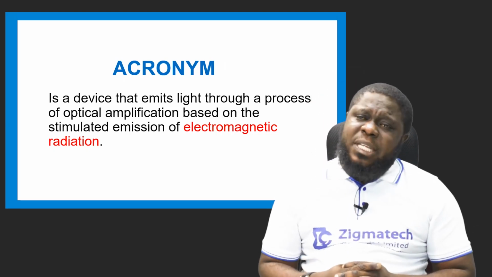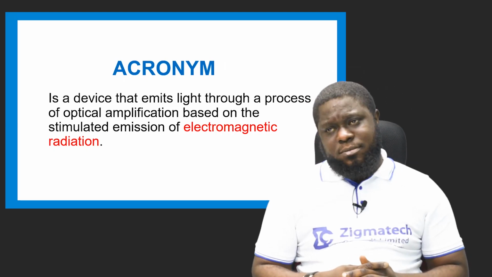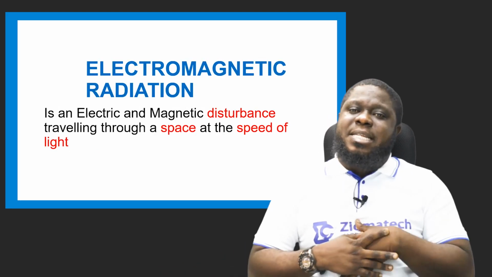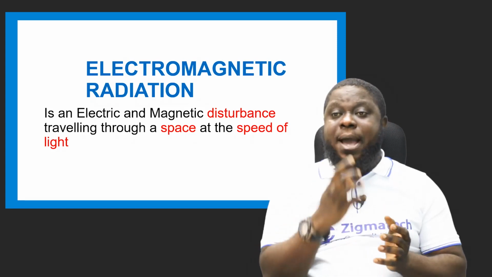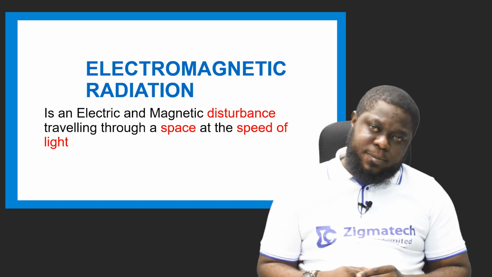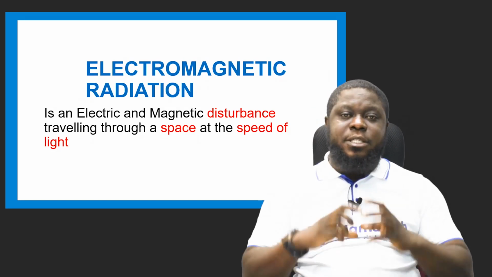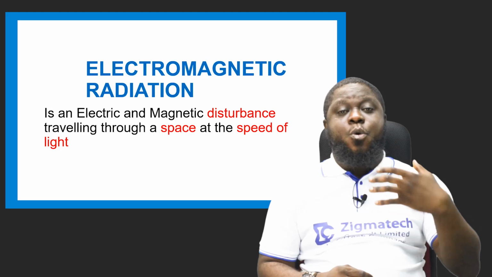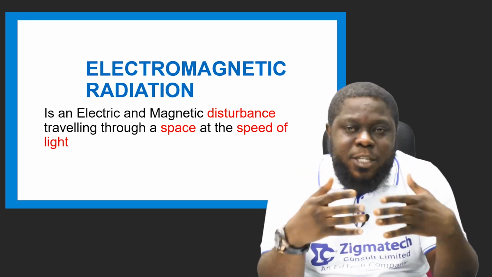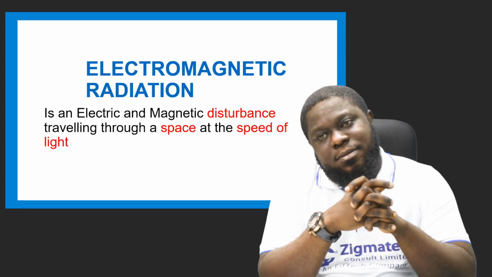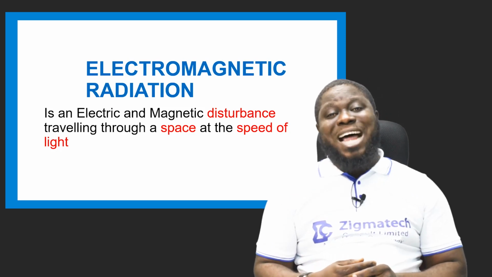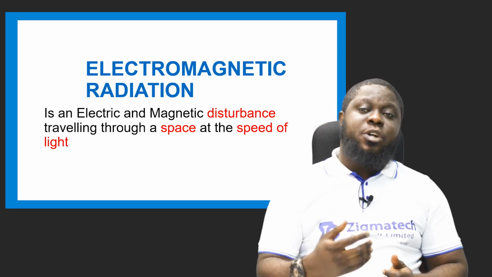Now, what is an electromagnetic radiation? An electromagnetic radiation is an electric and magnetic disturbance traveling through a space at the speed of light. Now, that disturbance you see there is a wave, because a wave is a disturbance of energy in motion. A wave is a disturbance of energy when it's traveling. Now, the space there is the ATA, traveling through a space called ATA. ATA is the space where radiation travels.